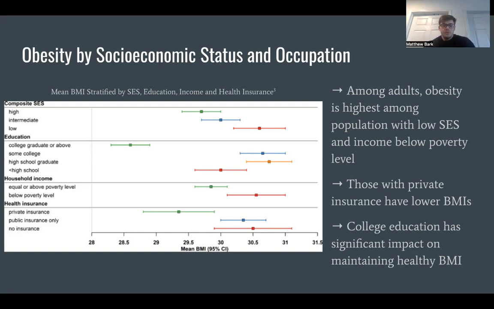Lastly, looking at the bottom of the chart, those with access to private health insurance had significantly lower average BMIs, which is indicative of lower obesity rates.